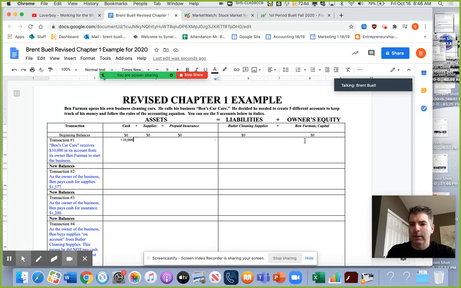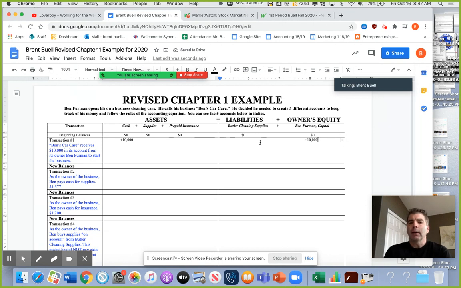How much equity does he have in? Before this transaction, he had 0. After this transaction, he just put in $10,000. So to make the equation work and to do your accounting correctly, I want you to go to the Ben Furman Capital category. My mouse is so slow here, but we'll get it over there. There we go. And underneath Ben Furman Capital, we're going to do the same thing. We're going to put plus 10,000 there.